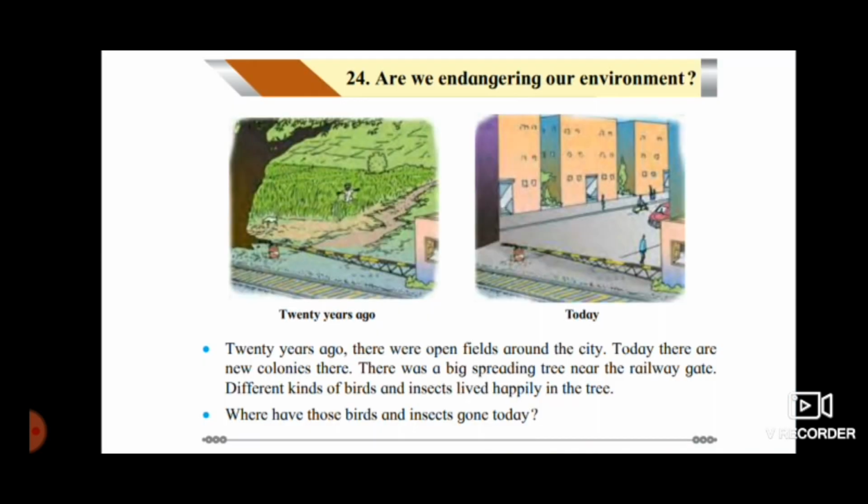What do you see? The picture from 20 years ago shows green open fields everywhere, birds and insects, a huge spreading tree near the railway track, and the second picture shows the railway track. But where has the huge tree, birds, animals and greenery gone? And now you can see tall buildings, new colonies, people and vehicles like scooters and cars. No sign of birds and animals.